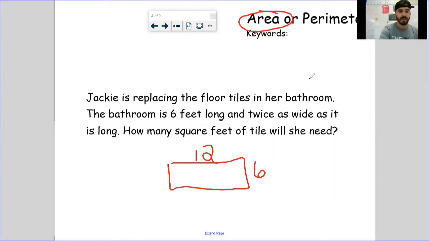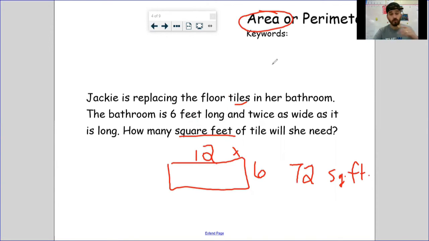Again, I know I'm finding the area because it says square feet, it says tile. That means I got to do length times width, 12 times 6, and that would give me 72 square feet. So that one's a little tricky with how it's worded, but you saw those last week, you saw those on Thursday and on Friday. So this is just a little bit of a review of stuff you've already seen from last week. Today it's a little bit of a mix and you don't know what you're doing. That's why those keywords are going to help you figure it out.